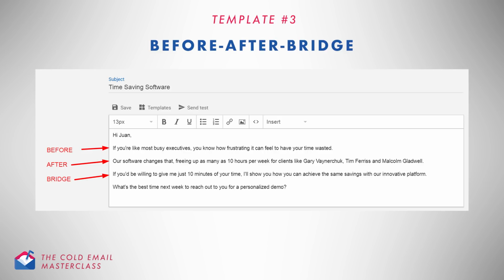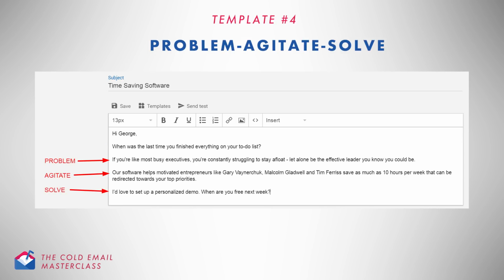Section number 2 is after what you're selling, after using it. I've saved a lot of time, whatever. And lastly is the bridge into how to actually do that. Very, very simple. Template number 4 is the problem, agitation, and the solution.